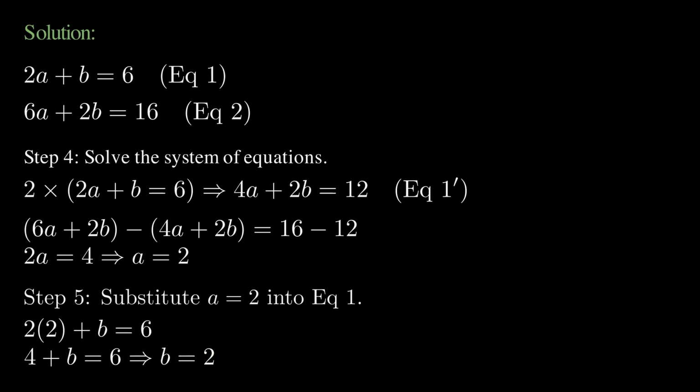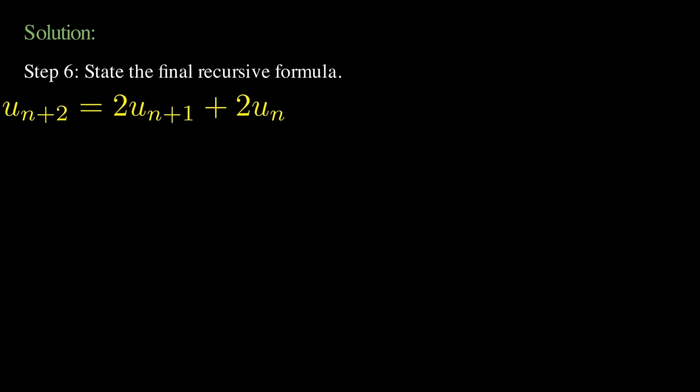Now finally, we state the complete recursive formula by substituting the values of a and b back into our original form. So the recursive formula for this sequence becomes u(n+2) is equal to u(n+1) plus 2u(n). And there you have it. Finding recursive formulas between three terms often involves this systematic approach of setting up and solving simultaneous equations. Keep practicing and you'll master this skill for your IB exams.